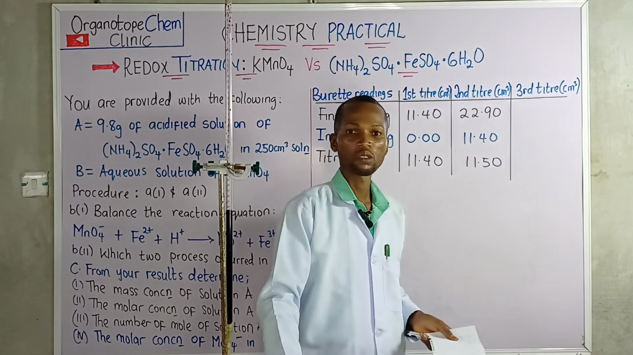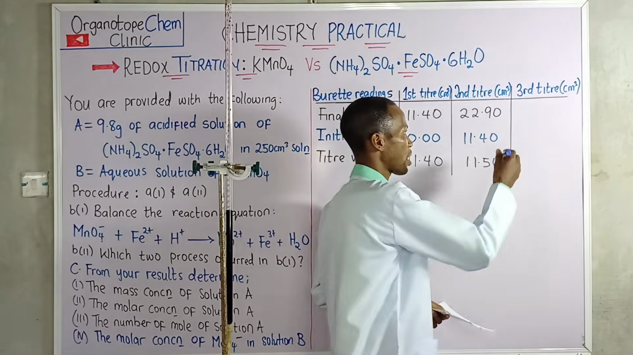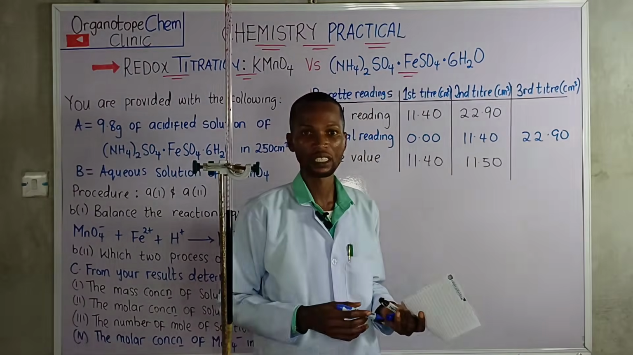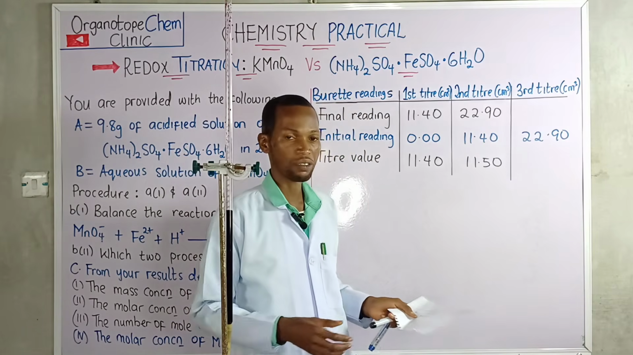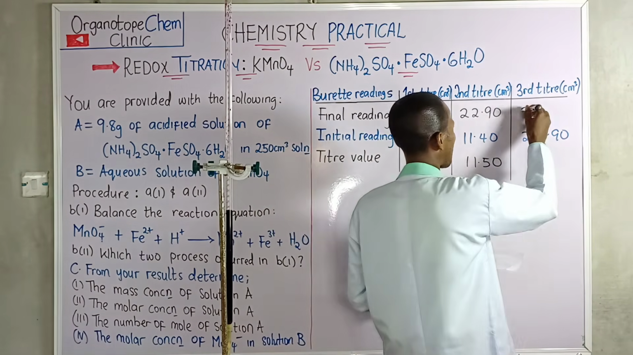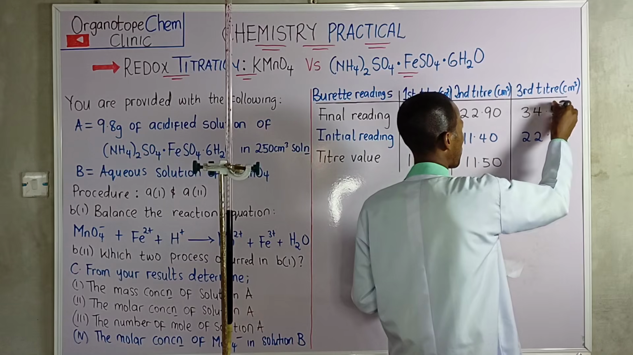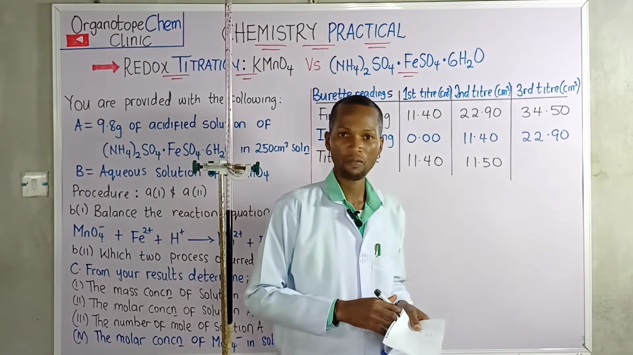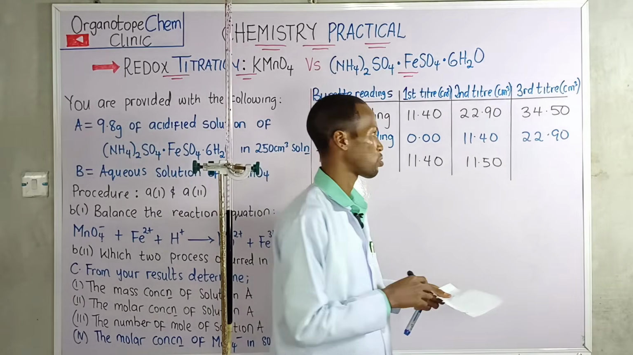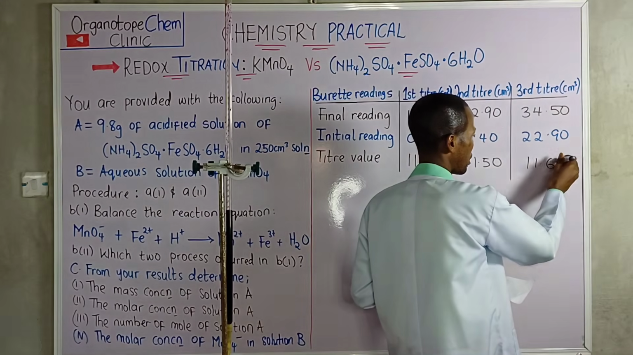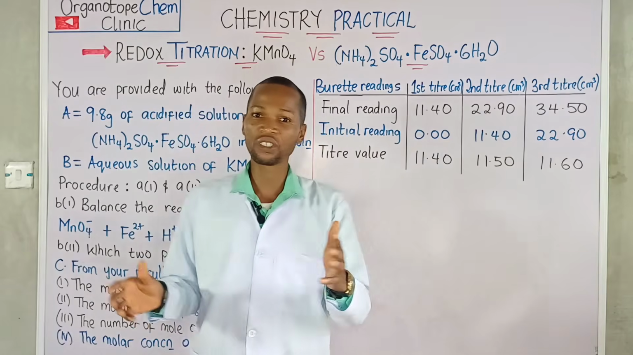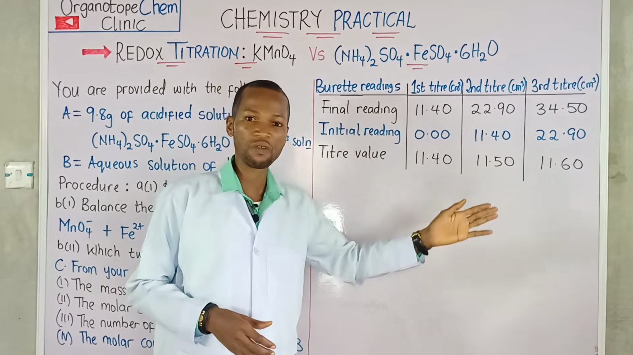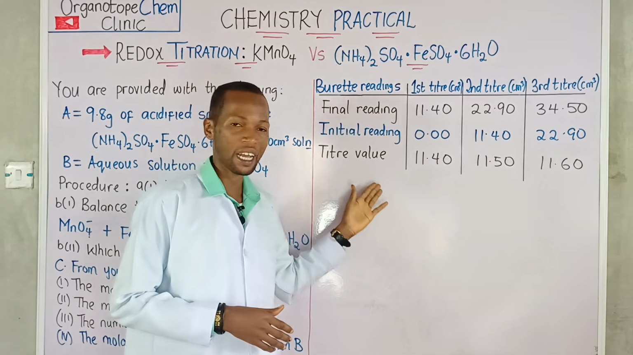Make sense? Can we move on to the third titration? The initial reading is 22.90, okay, without refilling. And we got the final burette reading for the third titration as 34.50. By the time we subtract 22.90 from 34.50, what do we have? That's right, we have 11.60. Make sense? From the result gotten from the titration of potassium permanganate with ammonium iron 2 sulfate, we are to find the average titre value.